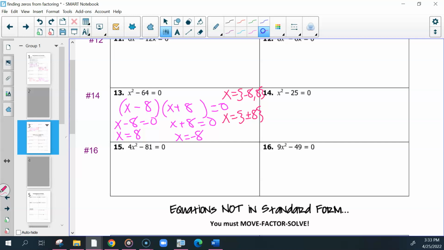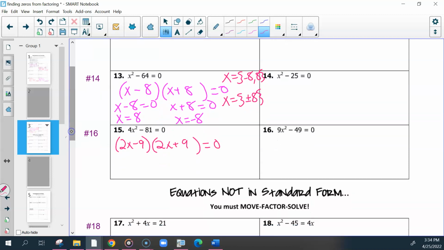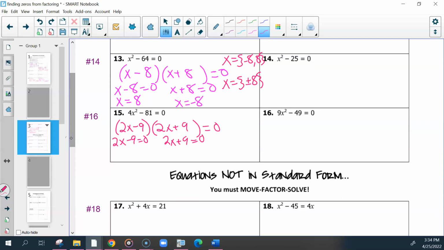Moving on to number 15. This one does have perfect squares. And our factors would be now 2x minus 9 and 2x plus 9. For these, because we have a number in front of x, you should solve it. But because they're going to be the same thing, you don't need to solve it twice. It will just be the opposite. So for this one, I would add 9 and divide both sides by 2.